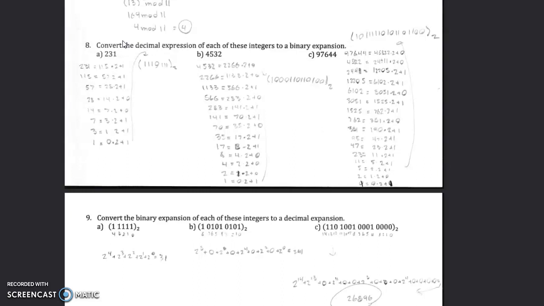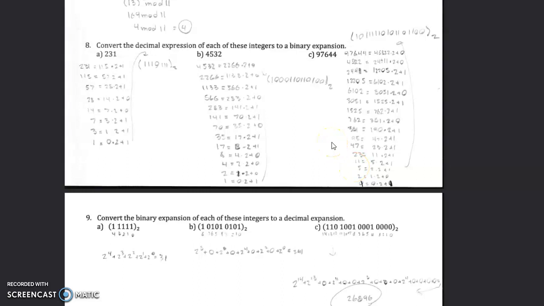So 4532 is equal to 2266 times 2 plus 0. 2266 is equal to 1133 times 2 plus 0. 1133 is equal to 566 times 2 plus 1. 566 is equal to 283 times 2 plus 0. Keeps going, keeps going. You work your way backwards again. So you get 1, 0, 0, 0, 1, 1, 0, 1, 1, 0, 1, 0, 0. Perfect. Now C is just an even larger representation.